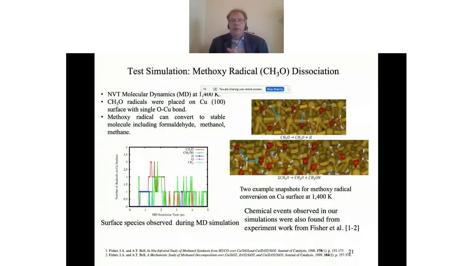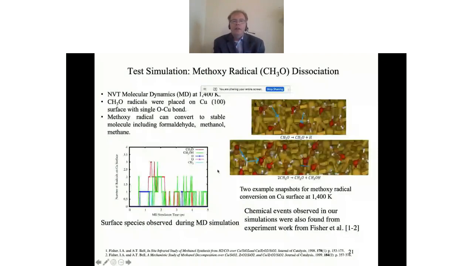Then we do a small scale validation case. We looked at the methoxy radical, which is a key intermediate in many biomolecule transitions. In the gas phase, it's pretty unstable, but it can actually have a relatively long life expectancy on a surface, because it can get stabilized by binding to a metal surface. So we started with a methoxy radical, and we checked out these various chemical reactions, and we found quite good agreement with the data from experimental work.